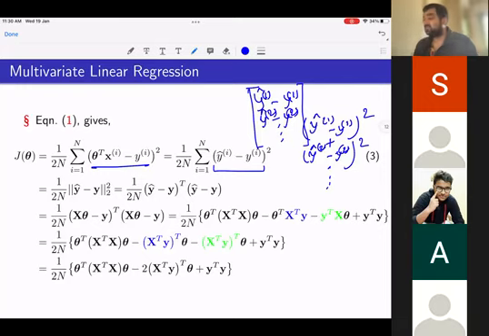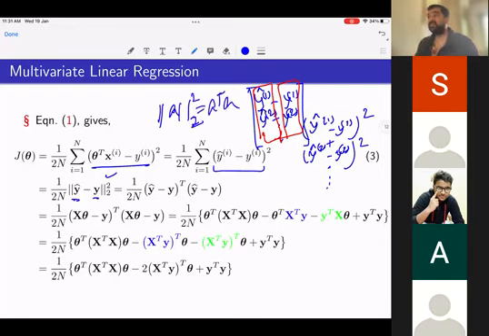Let me go to a different color maybe. So this part is your y hat vector, and this part I am calling the y vector. That is, we are collecting all these y hats in a vector, and we are collecting all the y's also in a vector, right? So this is y hat minus y, its 2 norm square. Now for any vector A, the 2 norm square is A transpose A. So that's what I have written here, right?